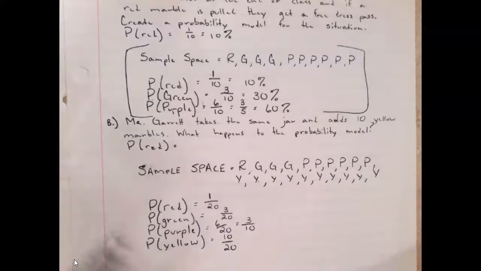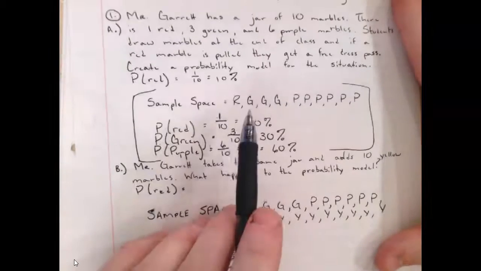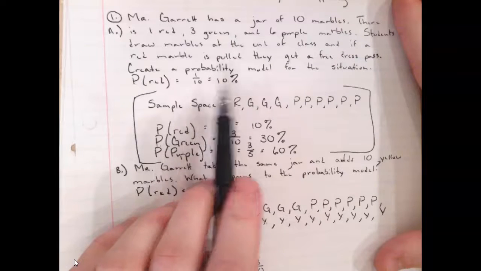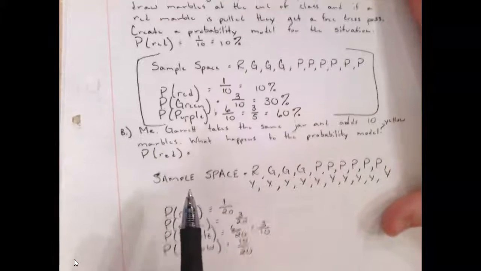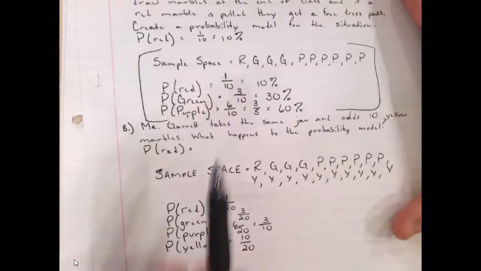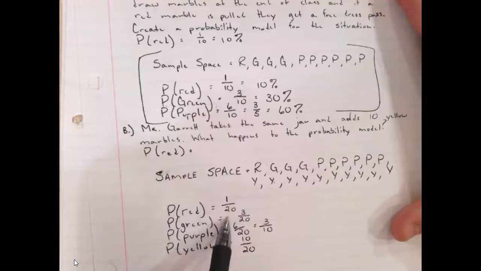So something you might be asked on this type of question. For number 1, part A, my probability was 10%. Well, how did that probability change after you made your probability model? You might ask yourself, 1 over 10 and 1 over 20.